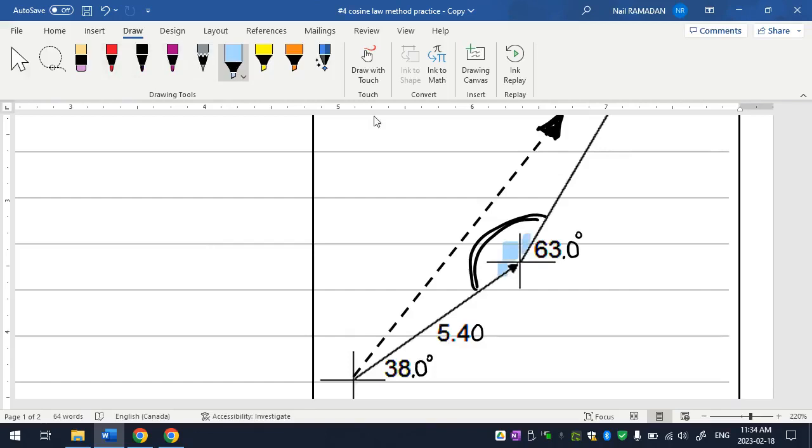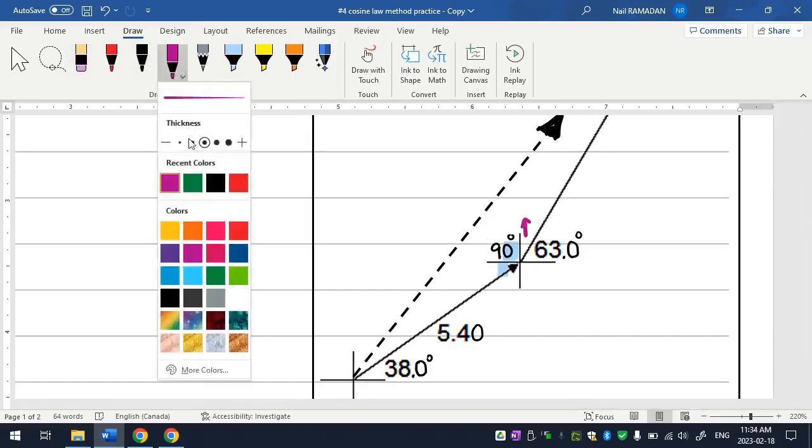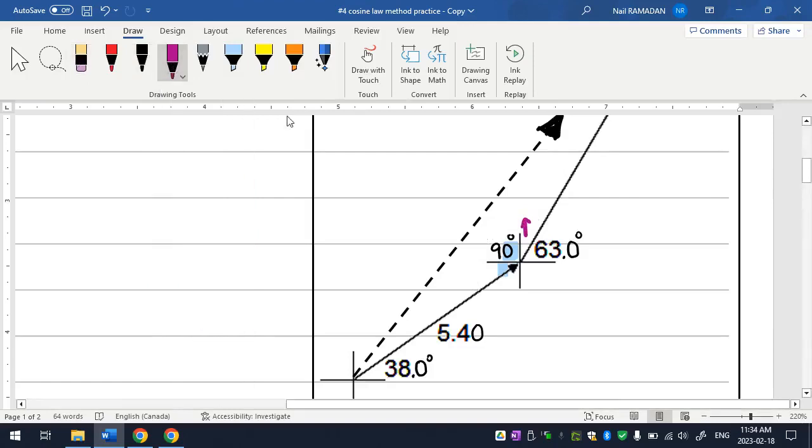Well, the middle part is the easiest one, obviously, because this one is 90 degrees right here. It's a perfect corner, so it's 90 degrees. Now for this part right here, this must be basically the complementary to the 63 degrees. So that means this one, let me just erase this one. This part right here would be 90 minus 63, that will be 27 degrees.